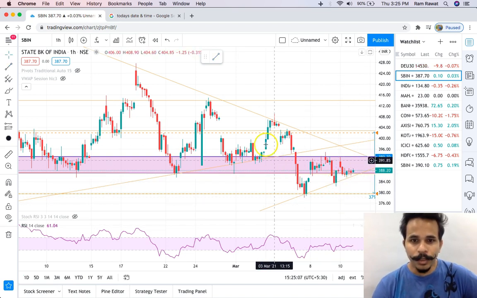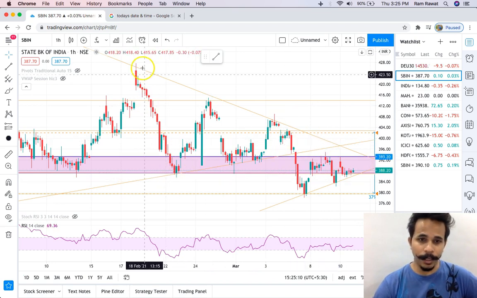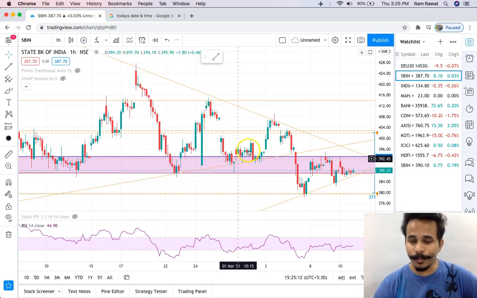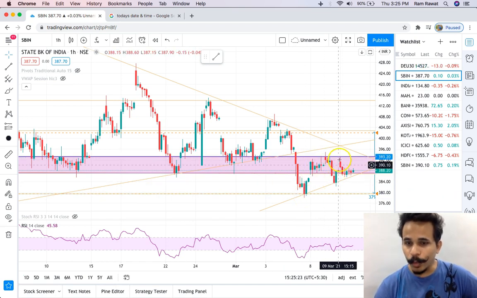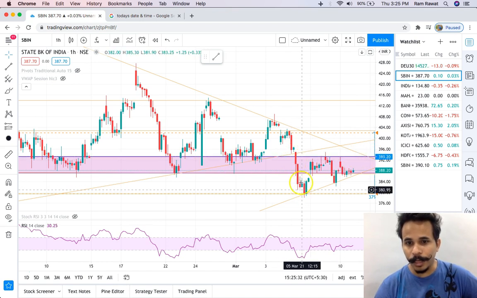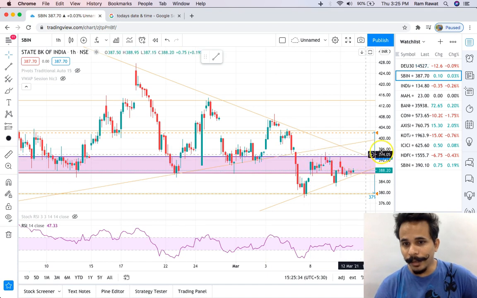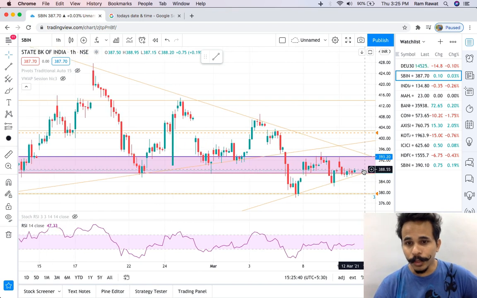This pattern is already done. It was behaving in this pattern, then there was a breakout. Now it is behaving in this pattern. See, price came down, got the support, went up, price came down, got the support, went up, price came down, got the support. So now this is a new triangle under which the stock is behaving. This horizontal line and this support line form a new zone which we have to study.